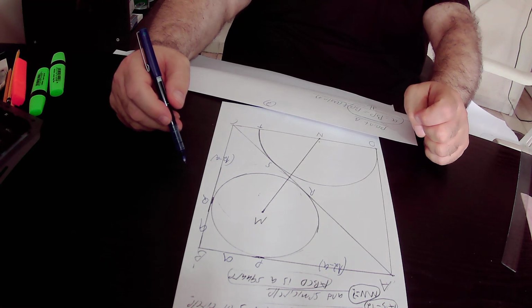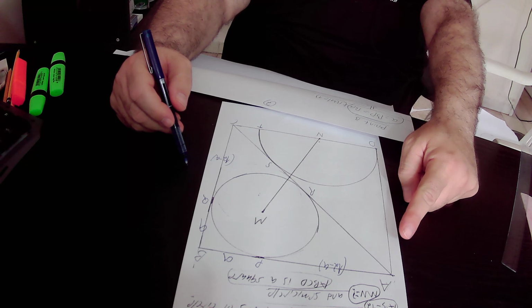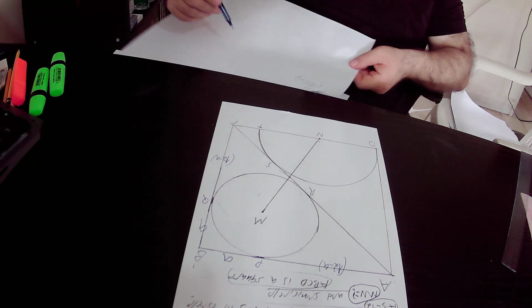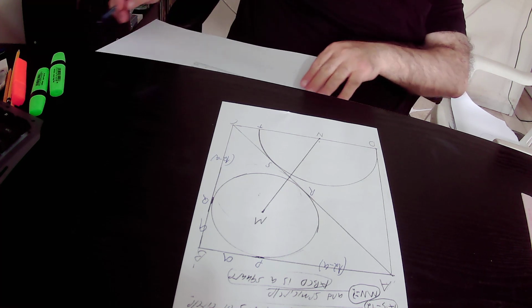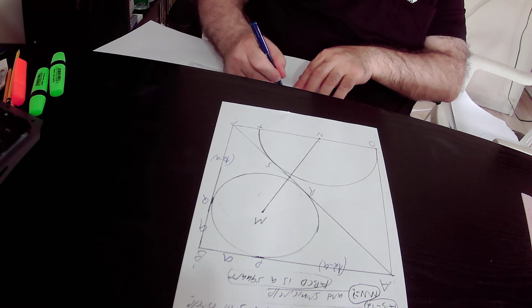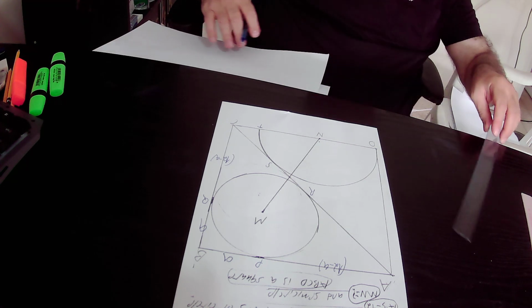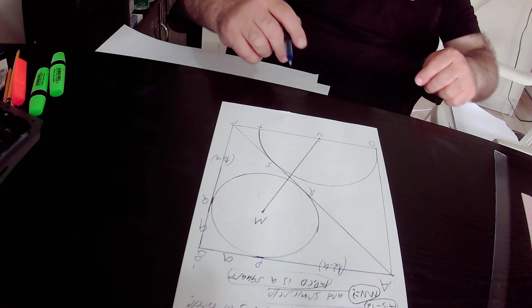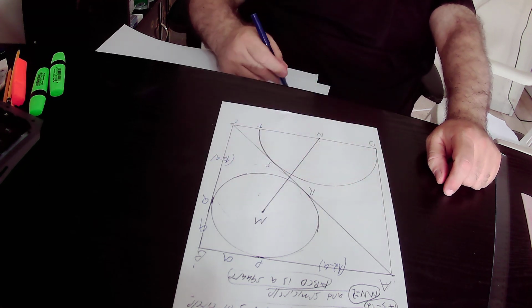Okay? So we will focus on the external point A. From the external point A, we have two tangents to this circle. The first tangent is tangent AP.